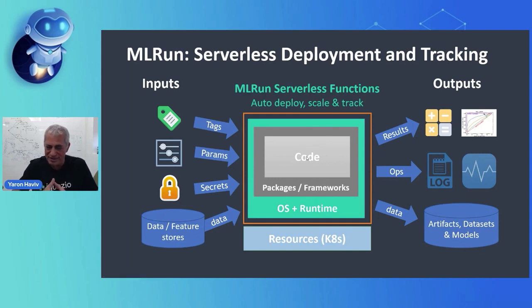So MLRun functions essentially scale horizontally in a seamless fashion. You can specify a list of resources like how much CPU and GPU you want, but again, it's also auto-scaling, so it will fit the use of resources based on the demand. And it will essentially create a sandbox around your code that tracks everything that goes in and everything that goes out. So all those tags, parameters, data, objects, etc.